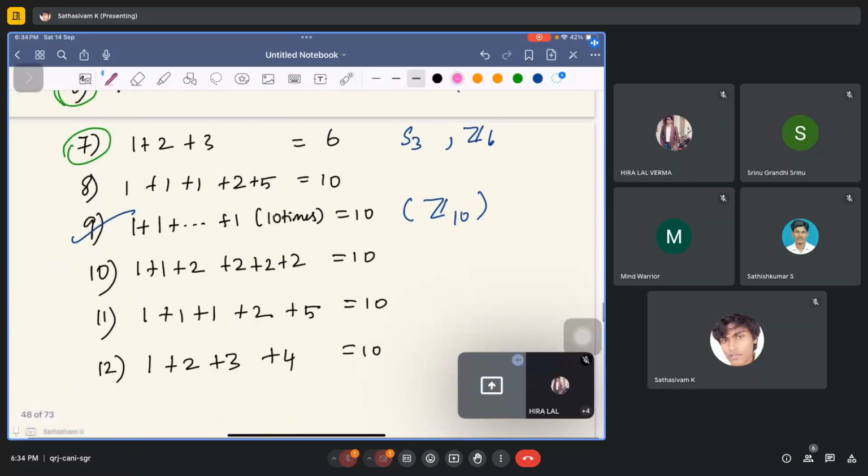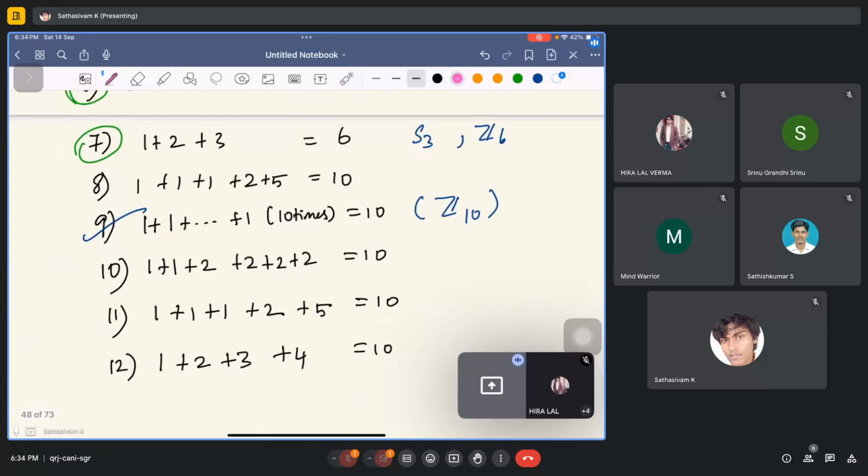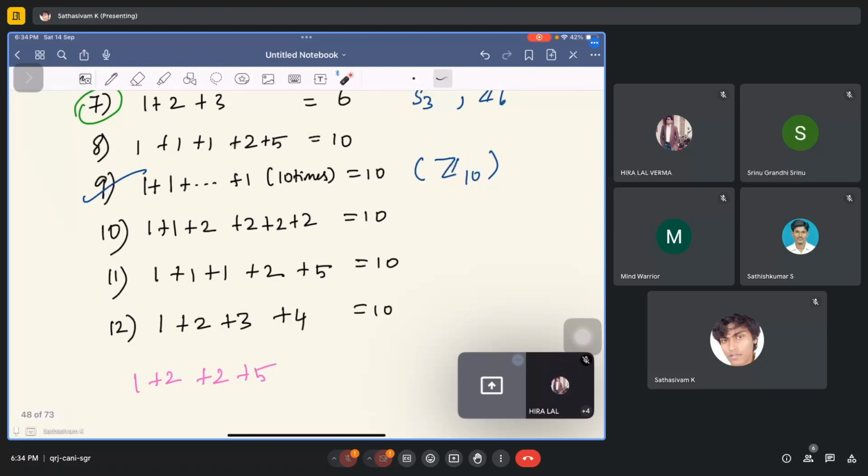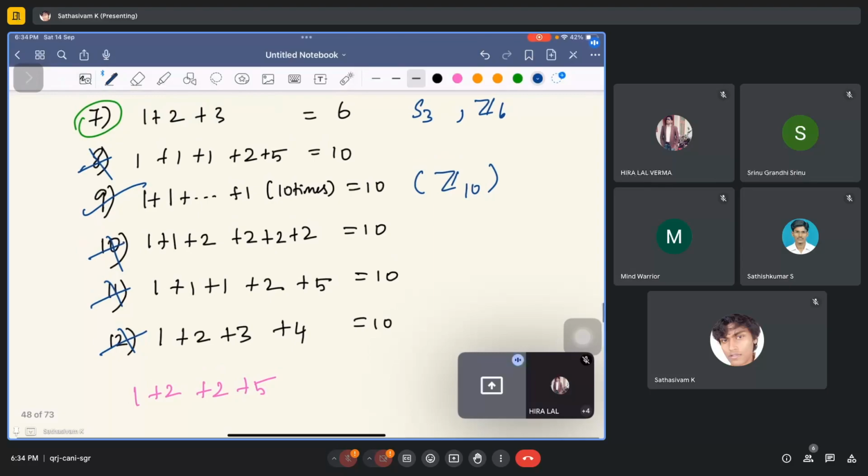Okay, so here we are. What we got is 1 plus 2 plus 2 plus 5. If you observe, none of these others is correct. This is not correct, this is not correct, this one is correct, and this is not correct. So only two possibilities: either this or this one. Most of the time, this is how you do it.